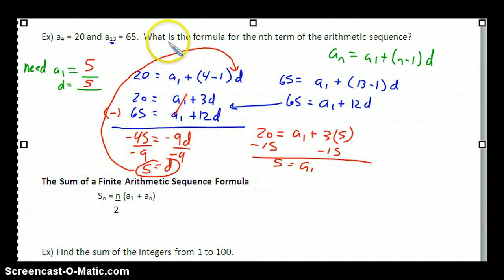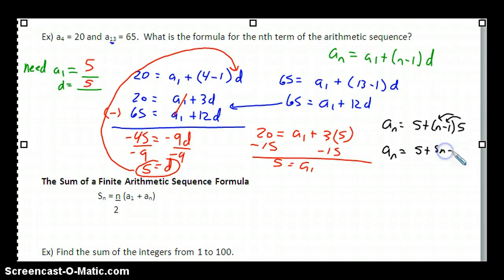So now it says, what is the formula for the nth term of the sequence? I can actually find the nth term of the sequence by plugging in the first term plus n minus 1 times the common difference and distributing. The nth term would be equal to 5 plus 5n minus 5. So those would cancel out and just give me 5n as the answer.